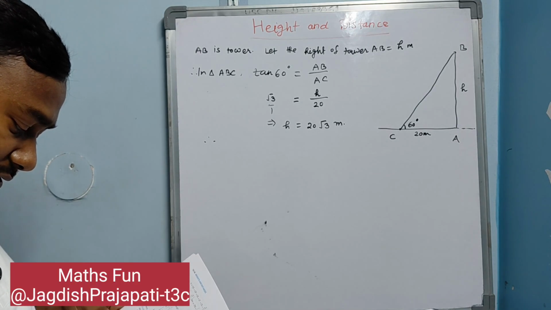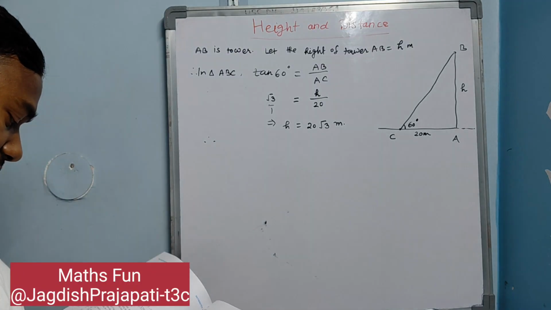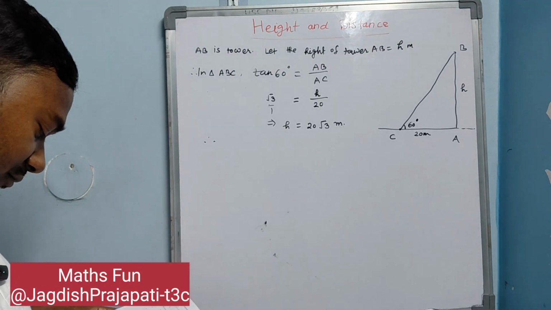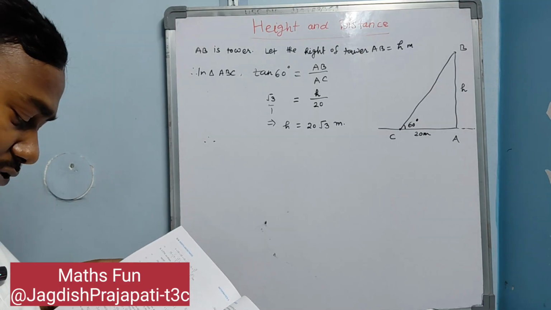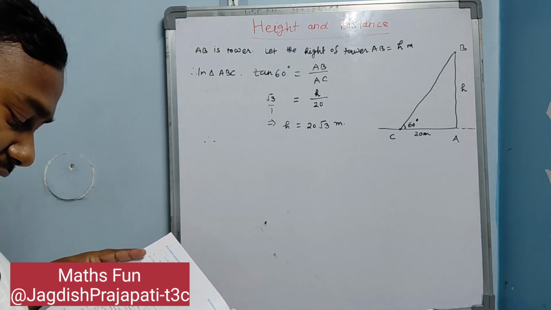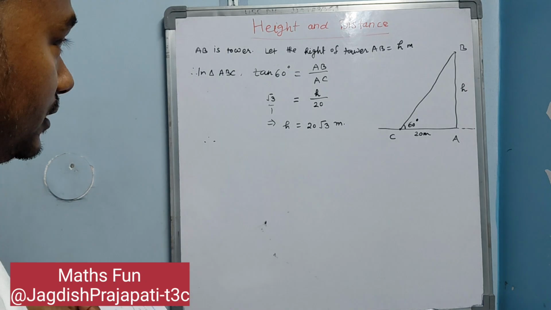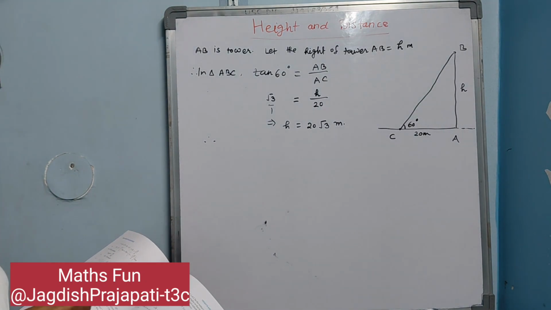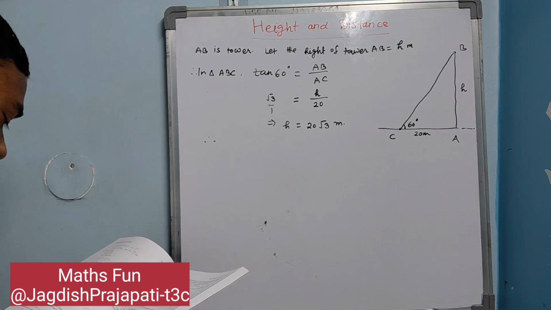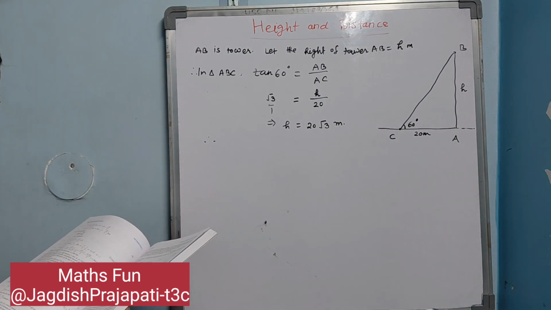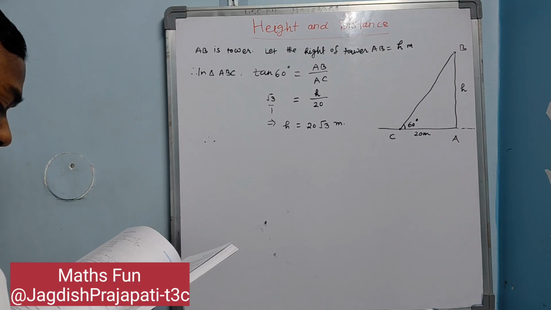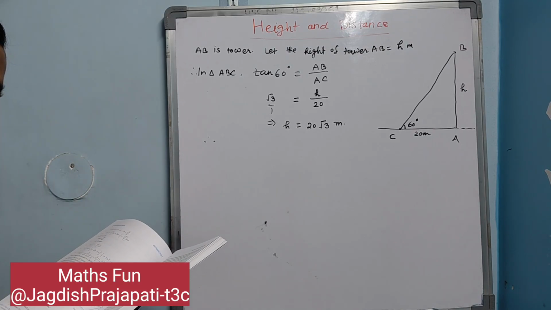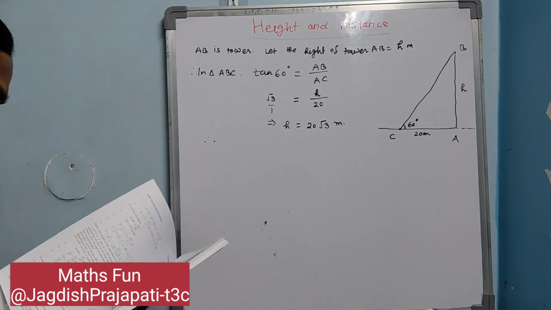I am leaving question number 2 as an exercise for you. So let's see question number 3, which is asked many times in the NCERT exam. Write down. So I am reading the question for you. A ladder 15 meters long just reaches the top of a vertical wall. If the ladder makes an angle of 60 degree with the wall, find the height of the wall.